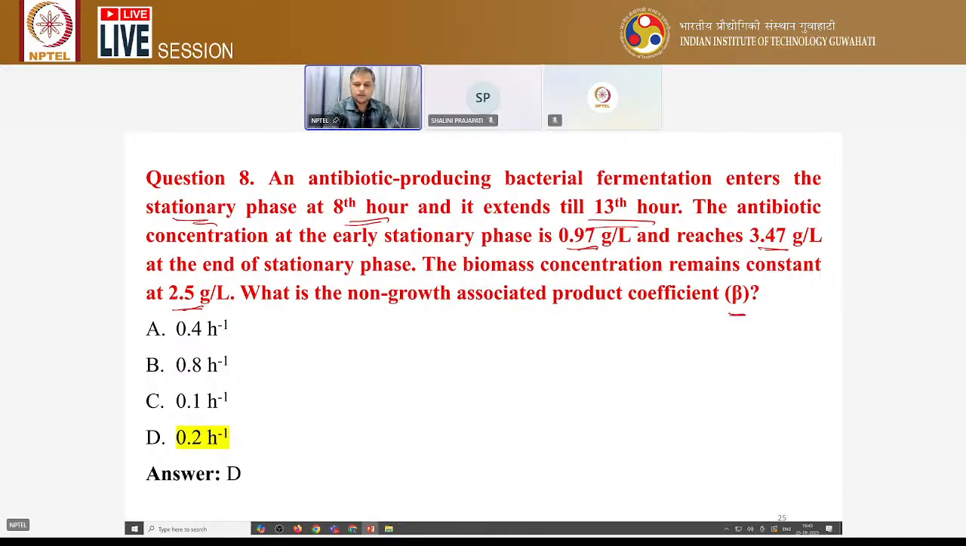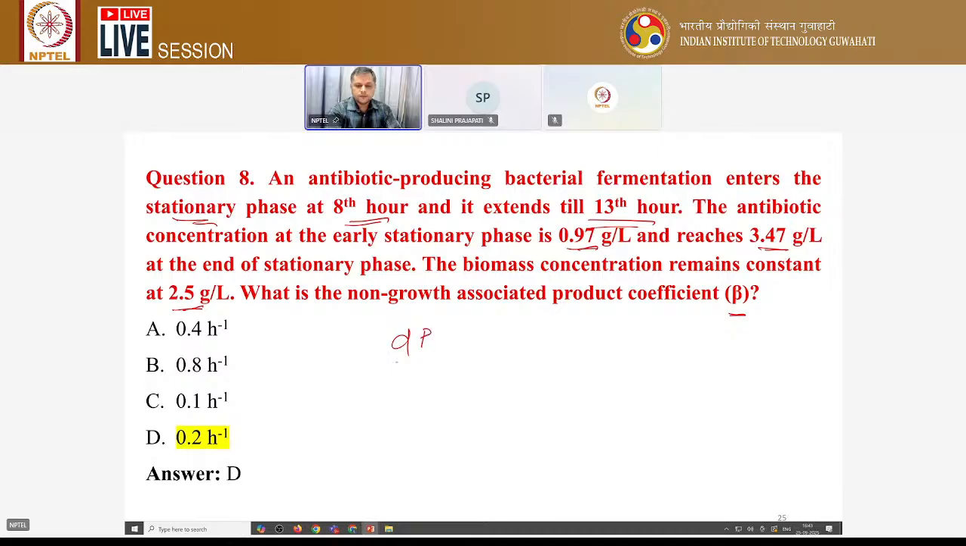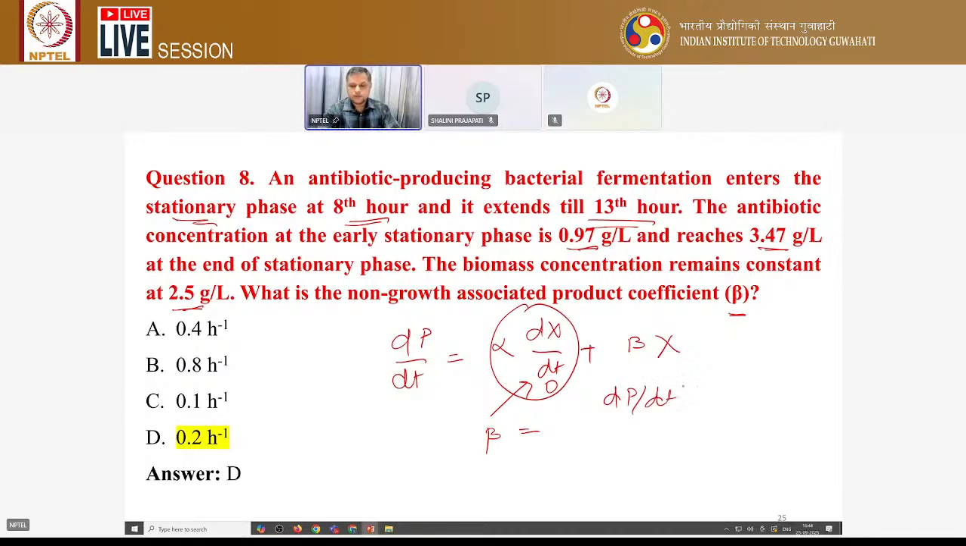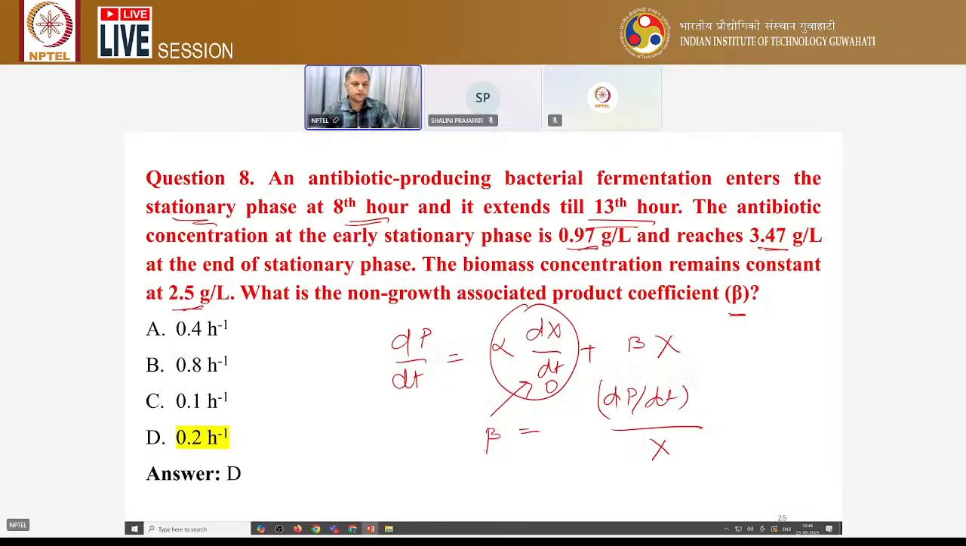You have to calculate. Here again you use the same formula: dP upon dt is equal to alpha dX upon dt plus beta into X. So this term is 0 here. You get beta as dP upon dt divided by X. X is 2.5 gram per liter, and dP upon dt we can write as delta P upon 30. You get beta as 0.2 per hour.